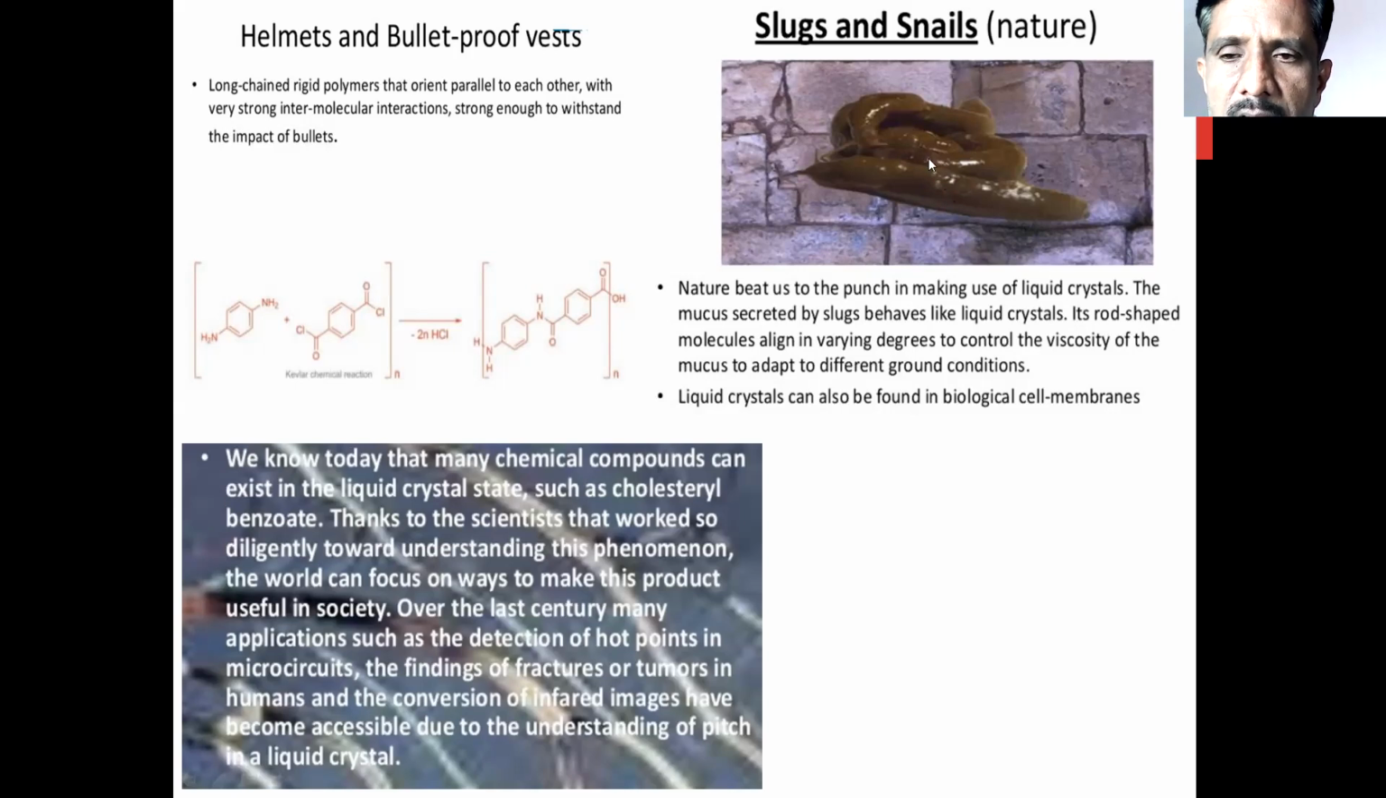This liquid crystal is a rod-shaped molecule which aligns in variable degrees to control the viscosity of the mucus to adapt to different ground conditions. This is very useful to slugs and snails, because due to the presence of that liquid crystal, they adapt to different ground conditions and they survive.